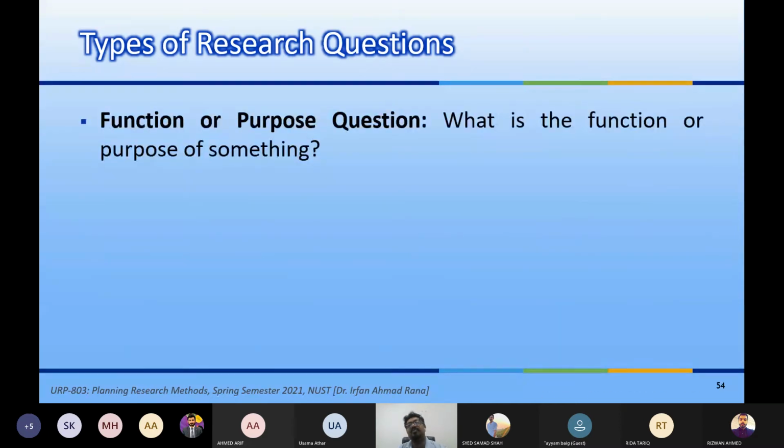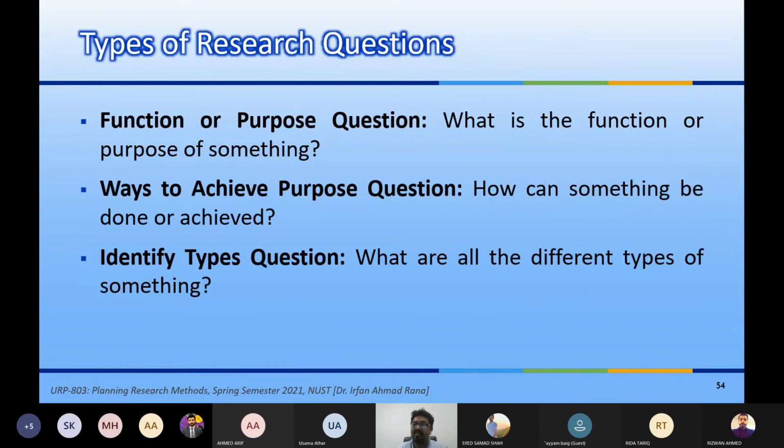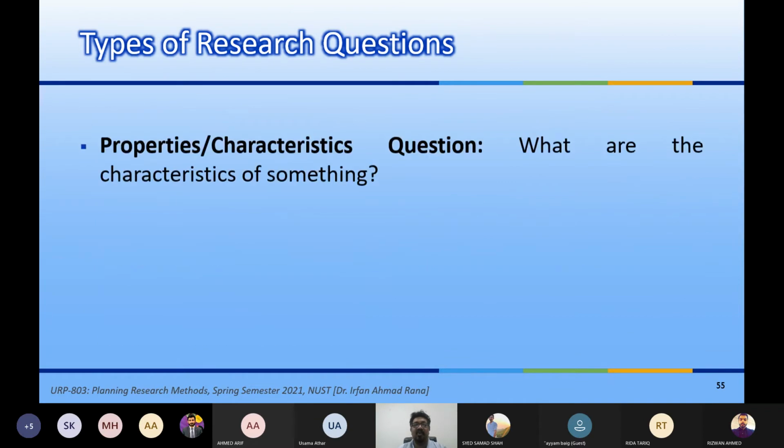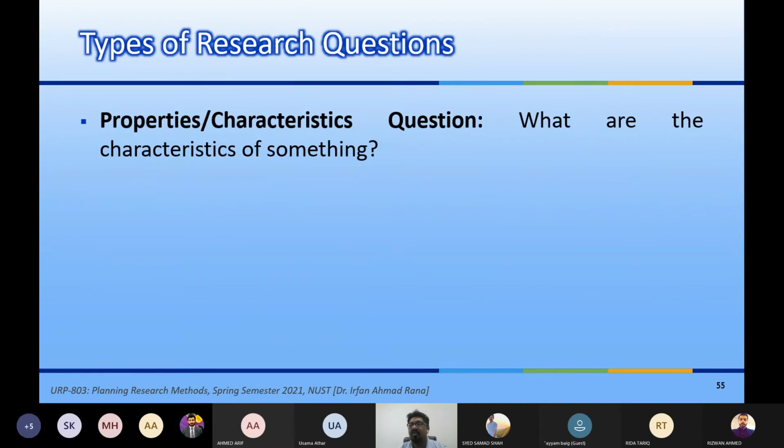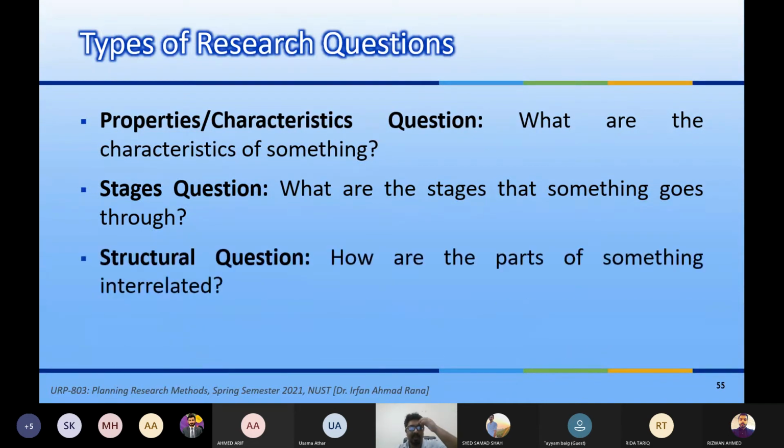Then there is the purpose question: what was the function or purpose? That is straightforward. Ways to achieve the purpose: how to do something and identify something. Then questions on properties and characteristics relate again to the other one. Stages also relate to the processes. Structural questions: how are these parts arranged? So these are some different, loose categories for research question types.